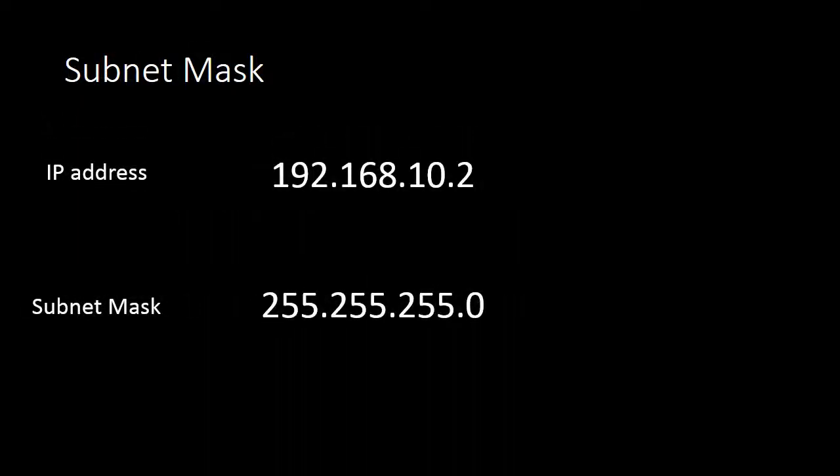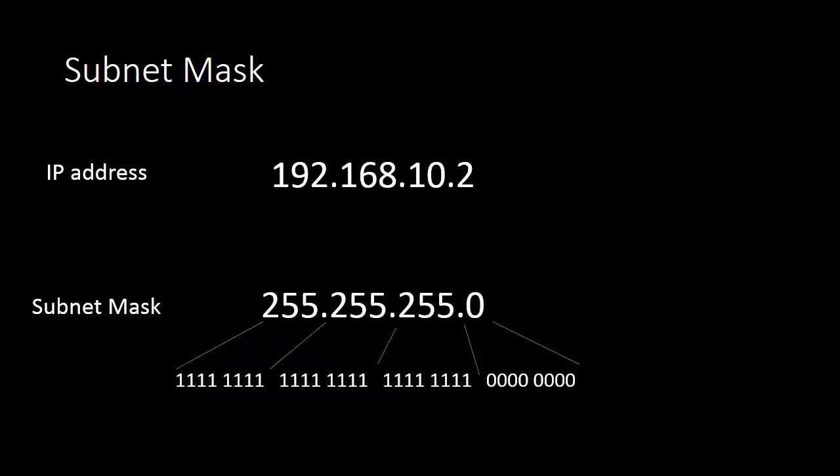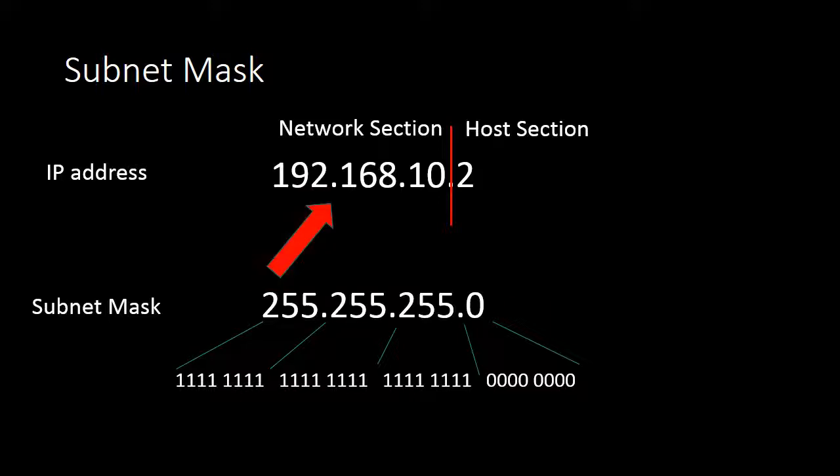The subnet mask is a 32-bit long address used to distinguish between the network address and the host address in the IP address. The subnet mask is always used with the IP address. The subnet mask only has one purpose: to identify which part of an IP address is network address and which part is host address.